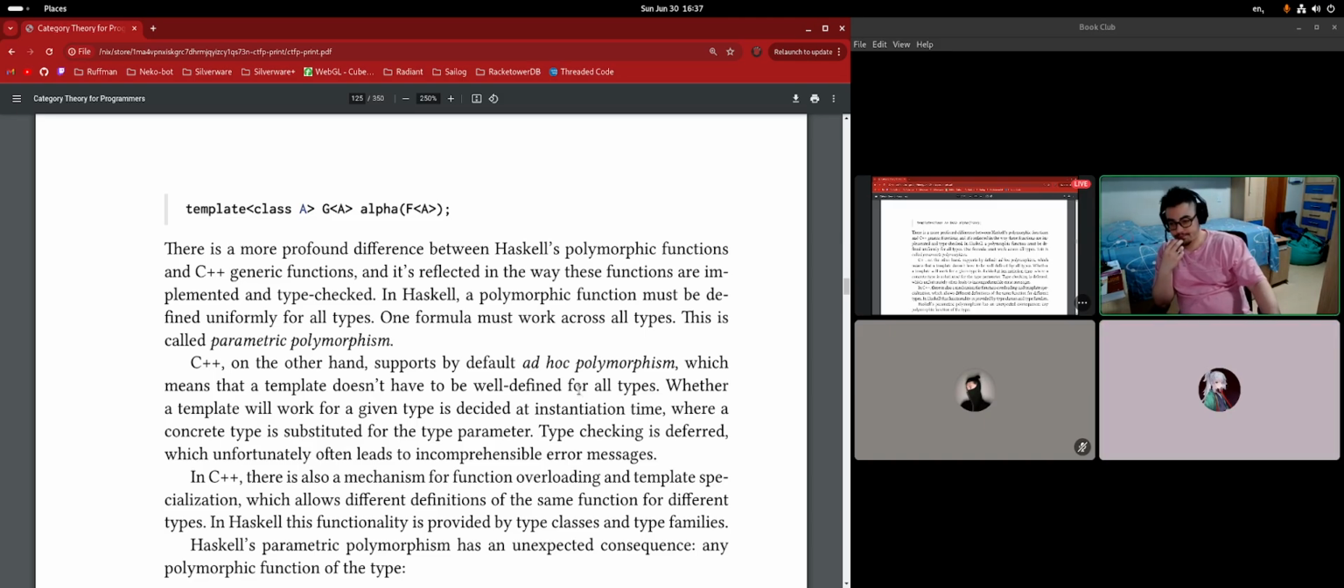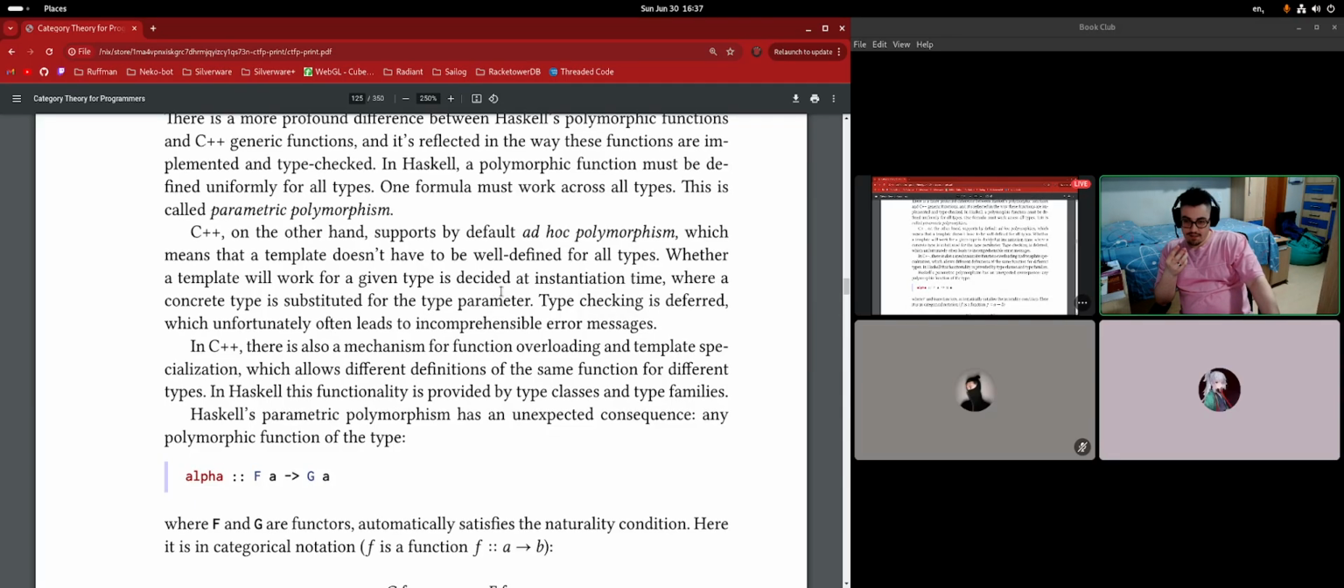Yes. In C++, there's also a mechanism for function overloading and template specialization, which allows different definitions of the same function for different types, which is what Marin just said before. And in Haskell, this is provided by type families and type classes. I haven't played a bunch with type families, so I'm hoping I'm gonna learn a little bit.